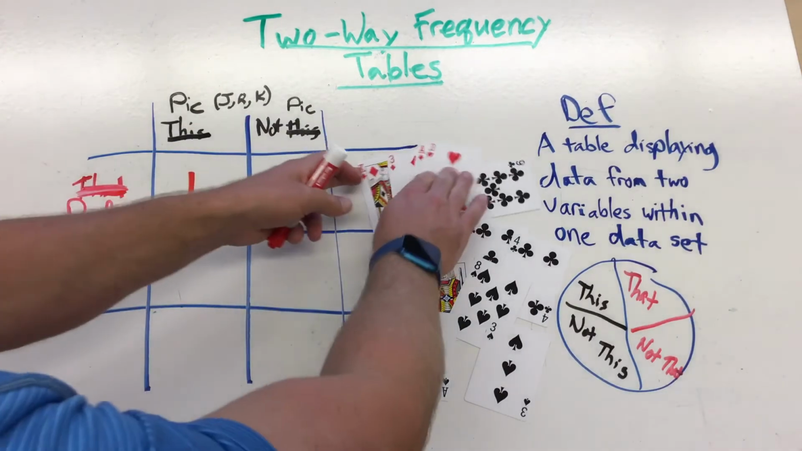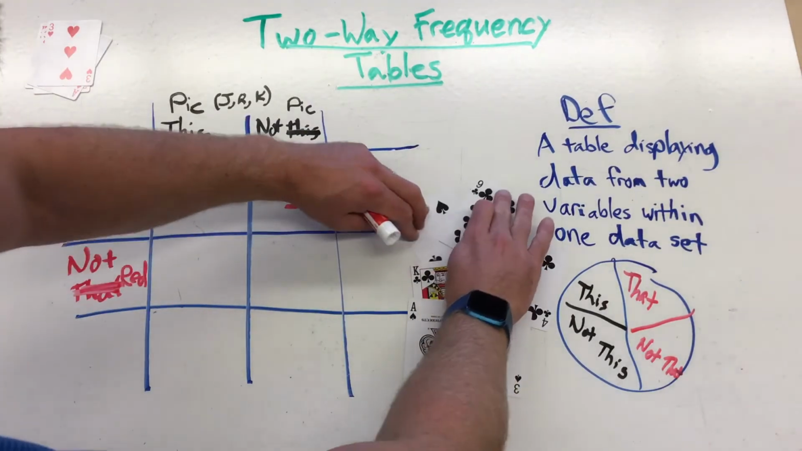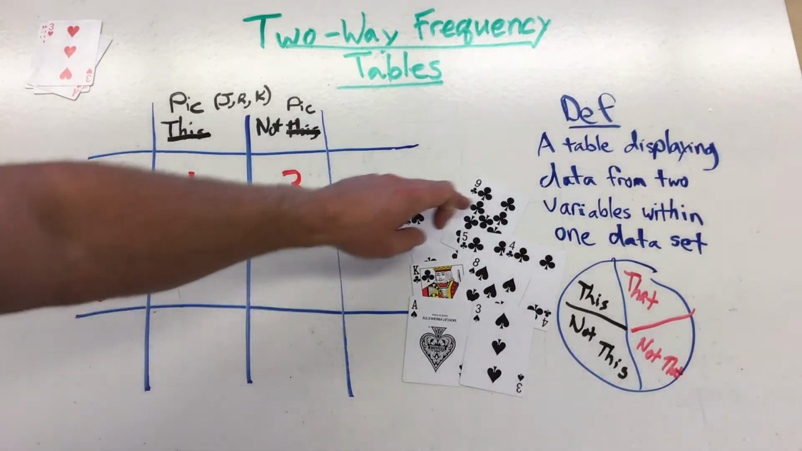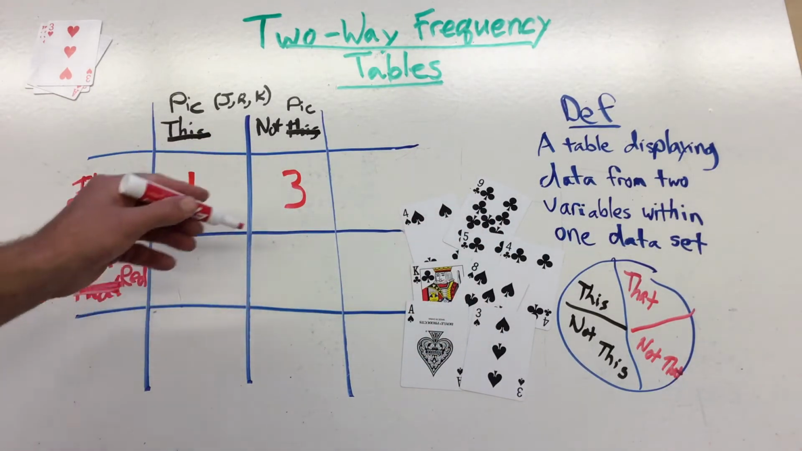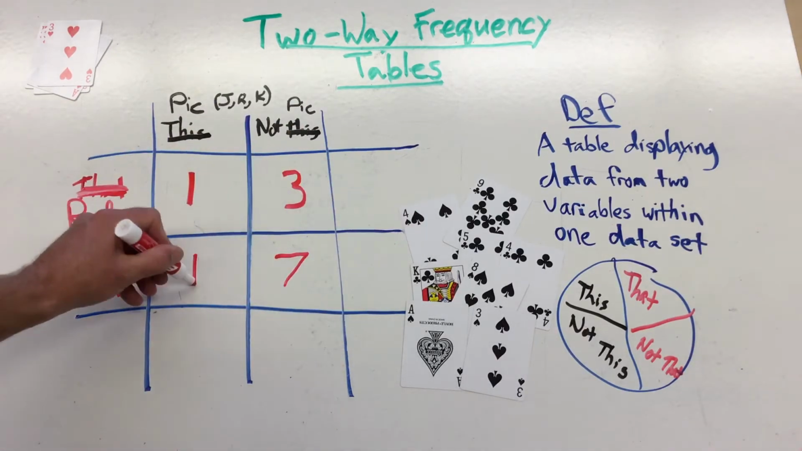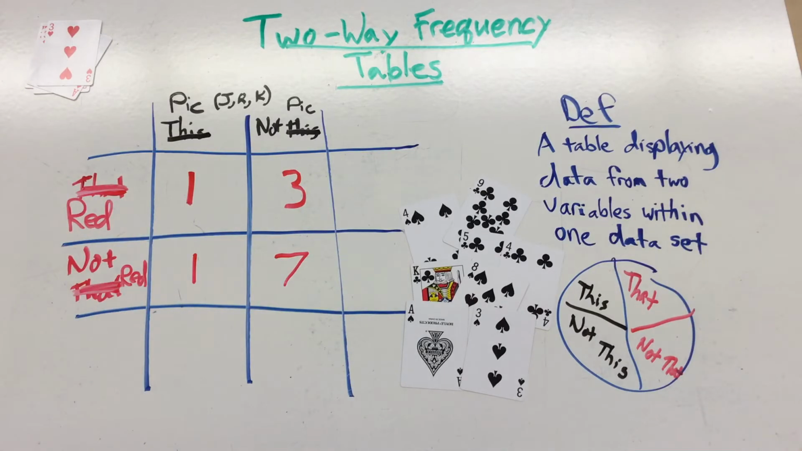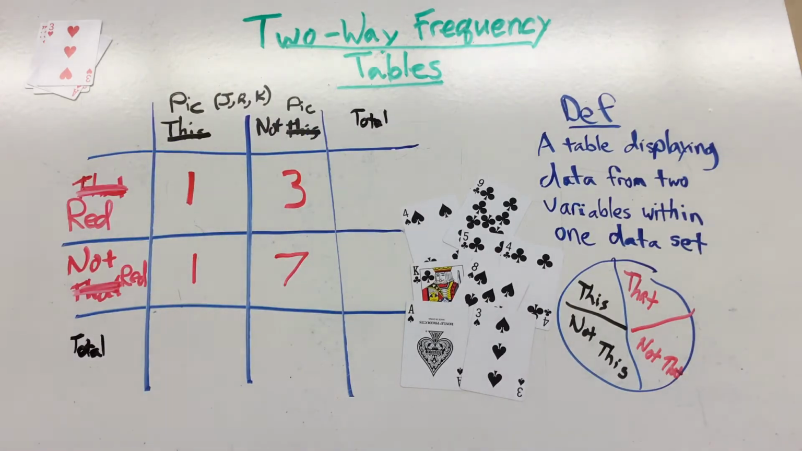And so we've done that. All right, now let me put those away to the side. And let's take a look at all these black cards here. 1, 2, 3, 4, 5, 6, 7 of them are black, but also are not a picture card. And then 1 is a picture card. And so now we've filled out our information. Now here's what's really cool, is that we're going to total these up. So right here, we're going to have a total, and up here, we're going to have a total. All right, now let's see here. How many cards do we have?